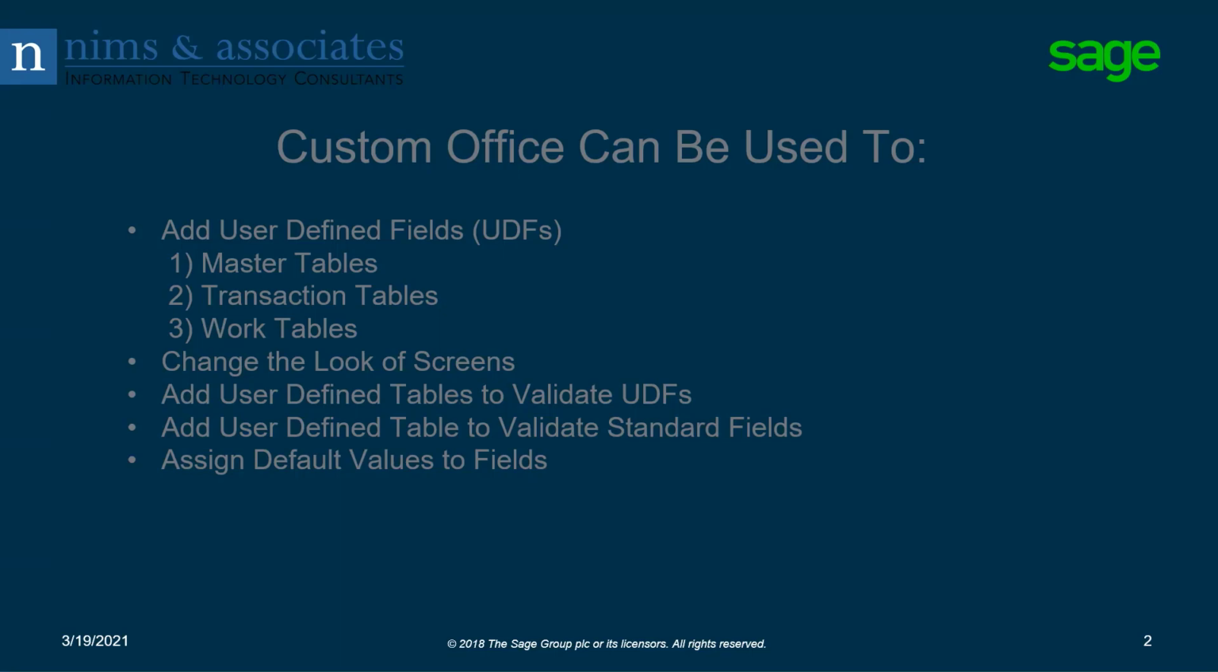Another use of user-defined fields and Custom Office is to change the look of the screens. So when we add a user-defined field, we can put the user-defined field on the screen. But in addition to that, we can also change the look of screens. We can move fields around. We can add color to a field. We can make various changes.